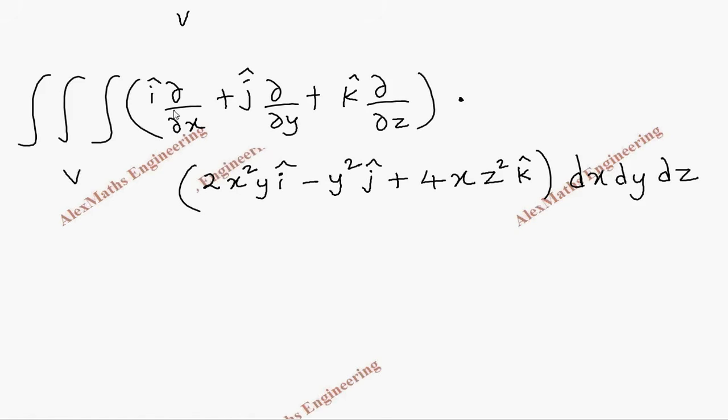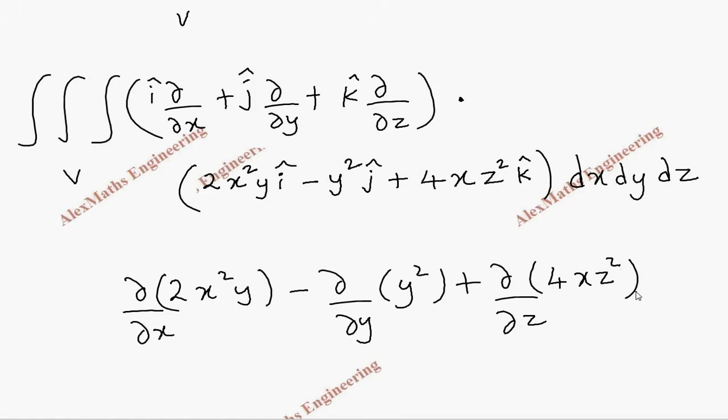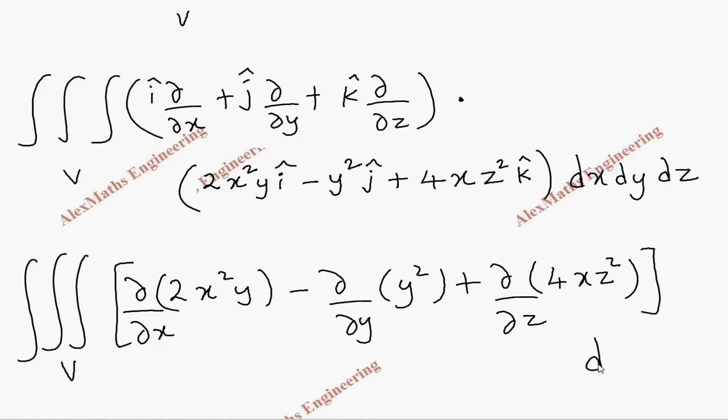Now i dot i, so this will become dou by dou x of 2x square y. Then there is a minus sign, then dou by dou y of y square. Then last is dou by dou z of 4x z square. Then the entire thing is the triple integral over the volume V, dx, dy, dz.